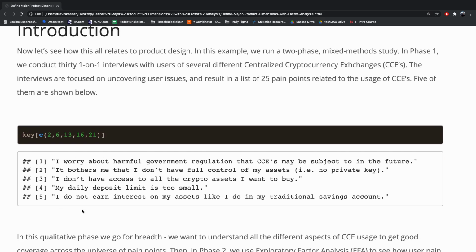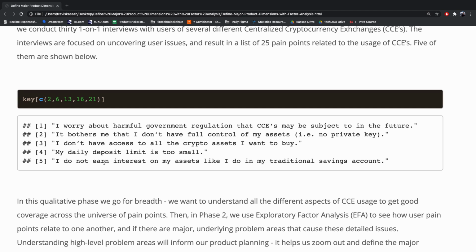And here's 5 down here, but I'll just read one. I worry about harmful government regulation that CCEs may be subject to in the future, right? It's a specific pain point. And we want to know how these 25 pain points interrelate with one another, and if they do. Because if somehow the pain points cluster together and are related to each other in these smaller groups, then I would say that those are major user problem areas. And so that's what we're going to do.